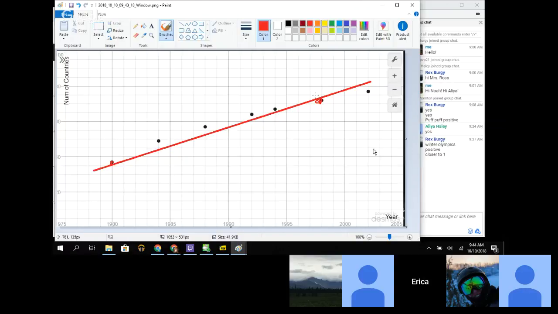This data point down here, remember, was in 1980. We have 37 countries participating. And up here we have, in 1998, 72 countries participate.